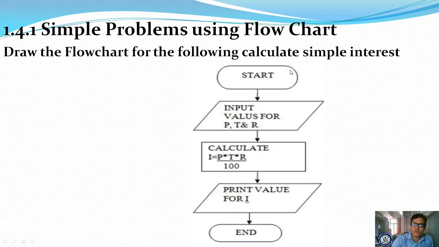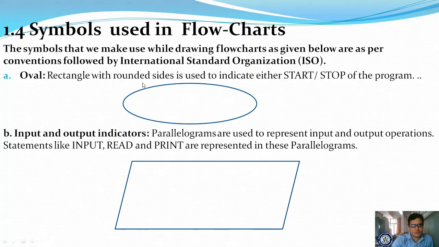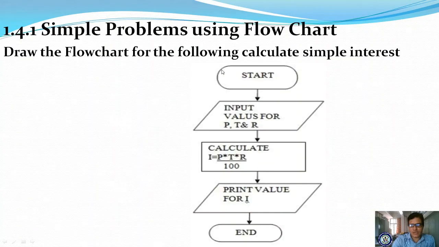Now you are using start. So what is this symbol called? Yes, anybody? It is a start and stop, right? So rounded rectangle, right? Which one? It is an oval, right? This oval is a rounded rectangle. I can treat it as a rounded rectangle. So this rounded rectangle or oval is used for the start or stop procedure.